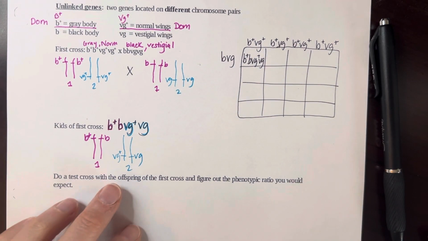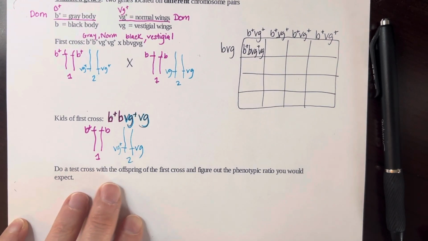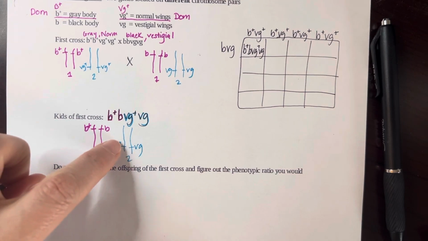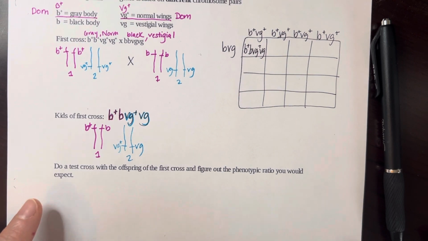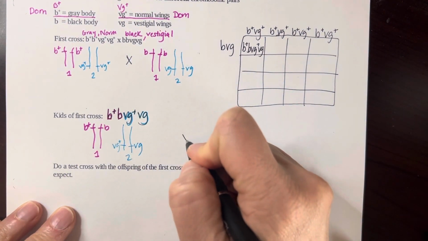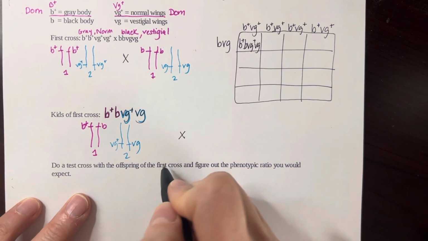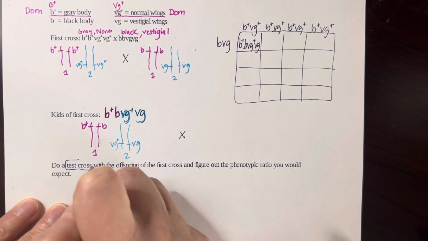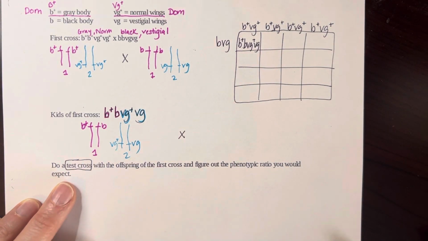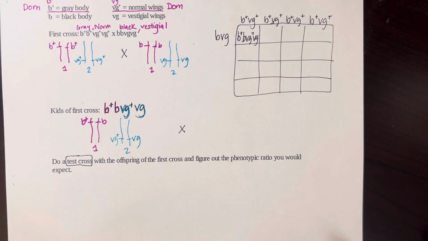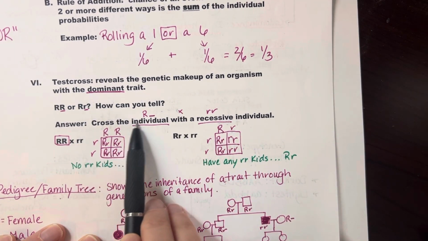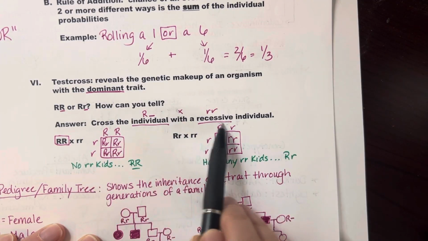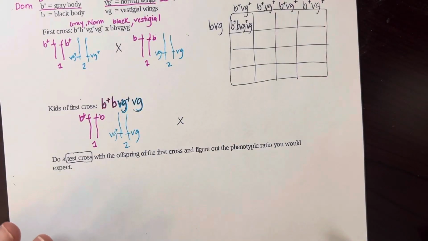All right. So then next it says, do a test cross with the offspring of the first cross. That's this. And figure out the phenotypic ratio you would expect. So this is the kid of the first cross, and we're going to do a test cross. What is that? We talked about that in our previous notes. A test cross reveals the genetic makeup of an organism with the dominant trait. This is when we take the individual with the dominant trait and cross it with a recessive individual.